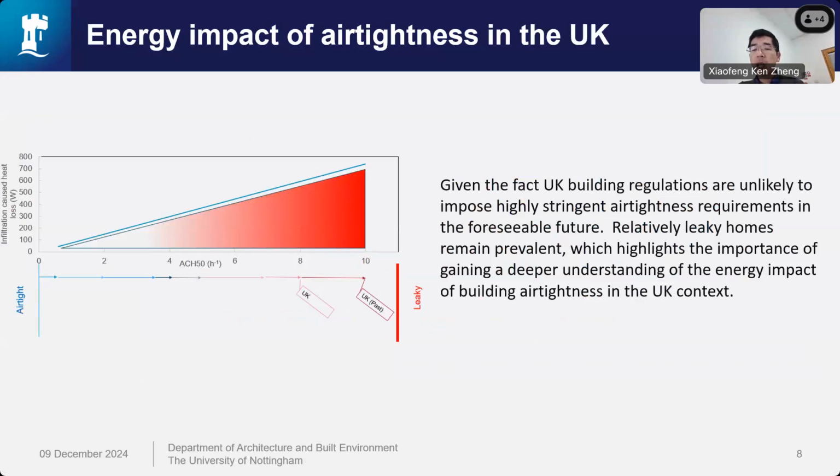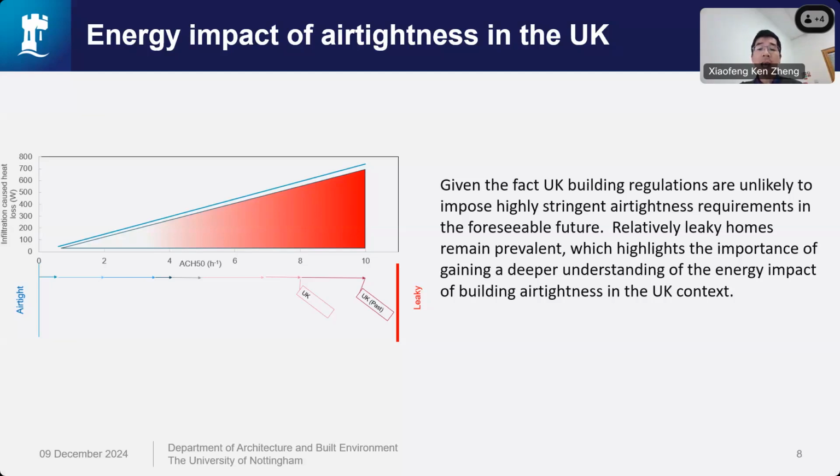In the UK, current building regulations are not expected to adopt highly stringent airtightness requirements in the coming decades, so relatively leaky homes are likely to remain the norm for the foreseeable future. This regulatory approach contrasts with trends in some other countries moving towards tighter standards to reduce energy consumption and emissions. So given this context, understanding the energy impact of building airtightness in the UK remains important.